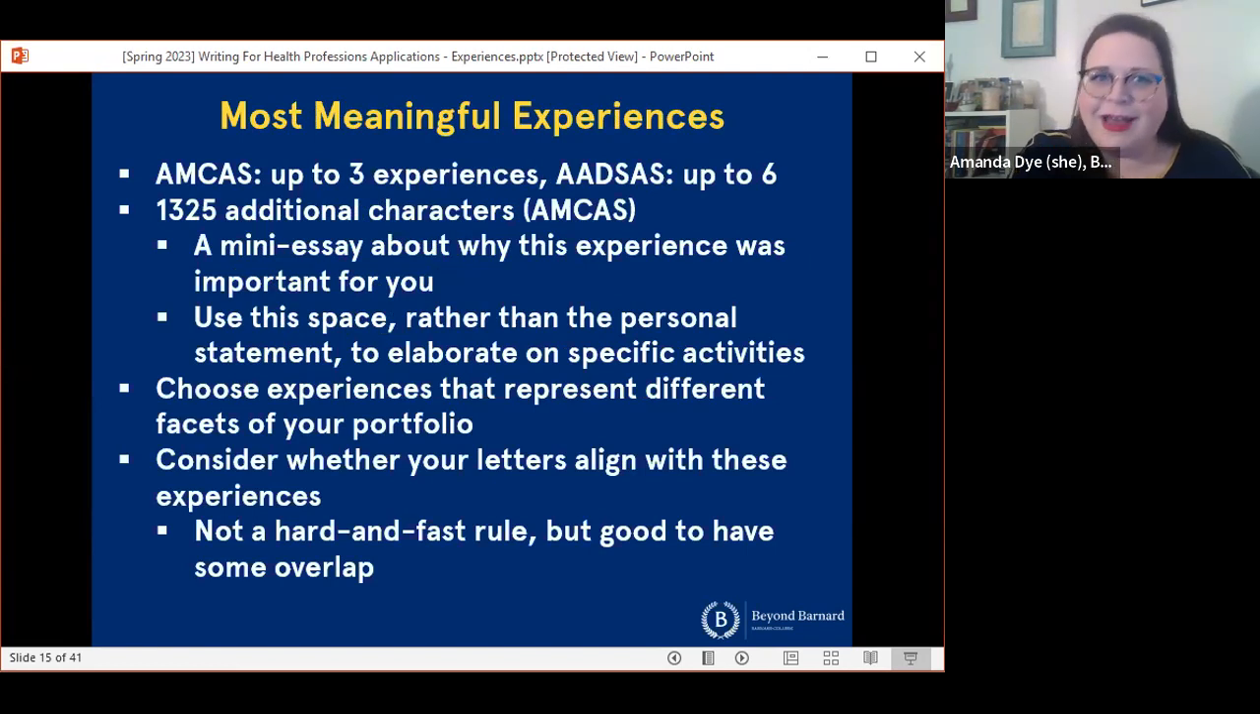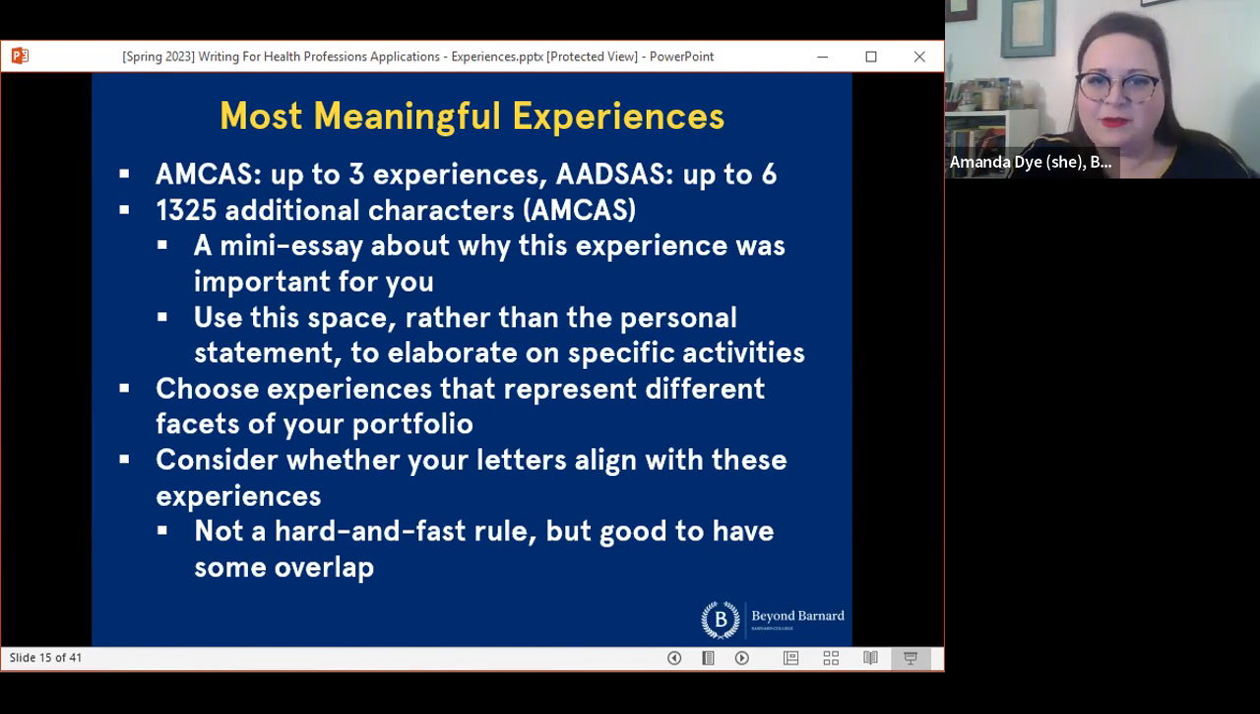As I mentioned before, some application services do allow you to designate up to 3 experiences, or in the case of ADSAS, the dental school application, up to 6 experiences as what we call most meaningful experiences. In the AMCAS application, this results in you getting almost 200% more space. So 1,325 additional characters to write about the experience. These are usually referred to as reflection statements. And in practice, they're like mini essays about why this particular experience was important for you.